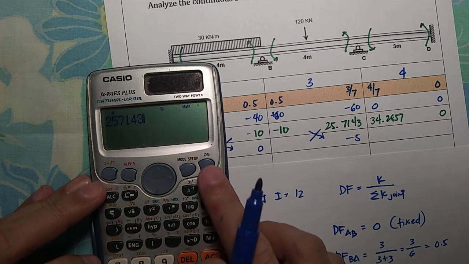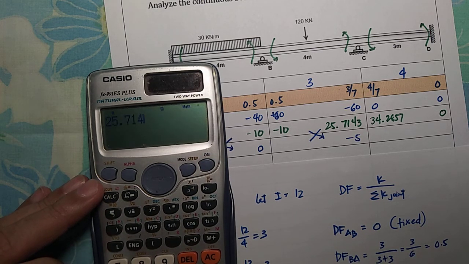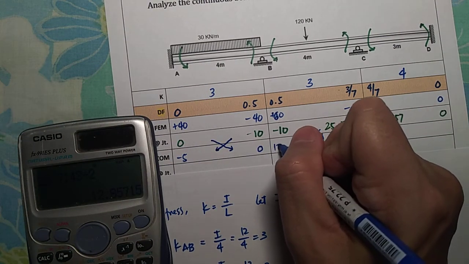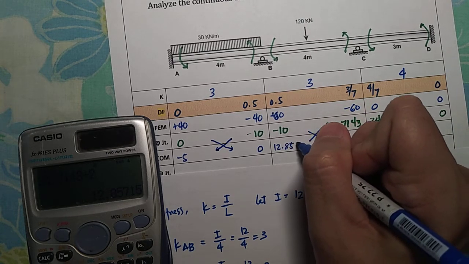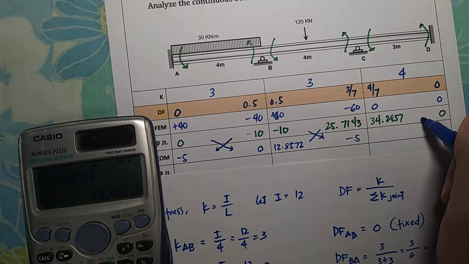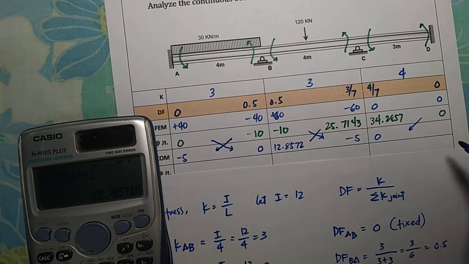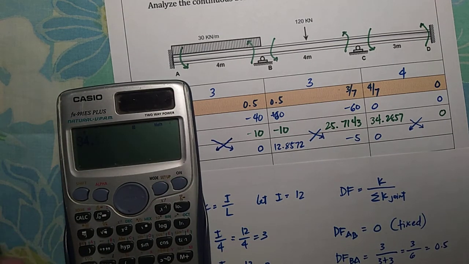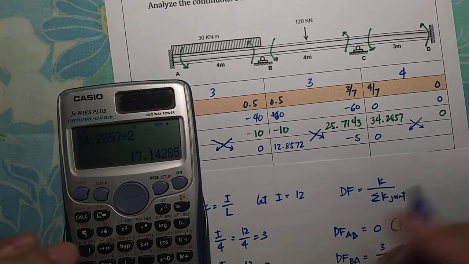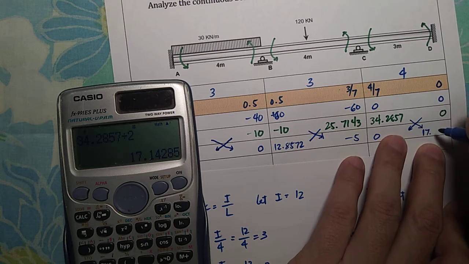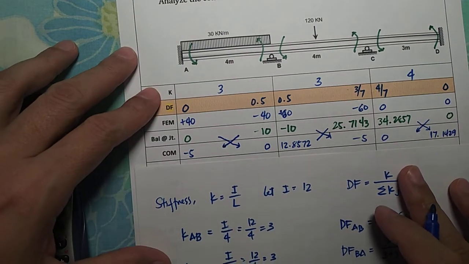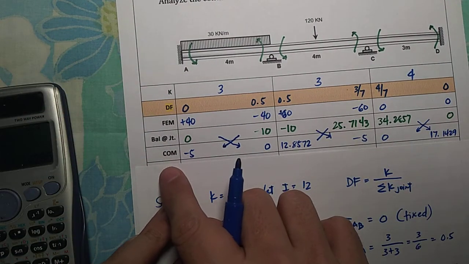Yung 25.7143 divided by 2, that's 12.8572. So, dito yung 12.8572. Then, dito, 0. Kalahati ng 0 ay 0. Ito, kalahati nito. Lipat natin doon. So, 34.2857 divided by 2, we have 17.1429. Ayan. So, yan na ngayon yung first na carryover moment natin.